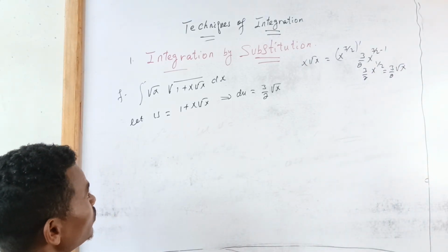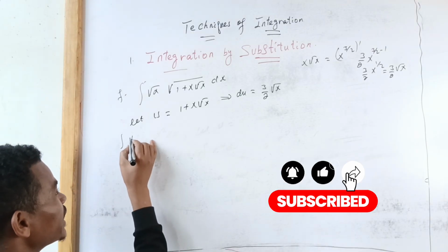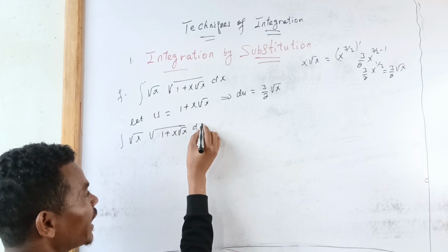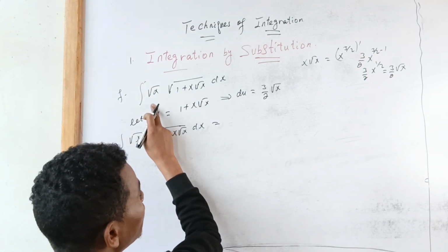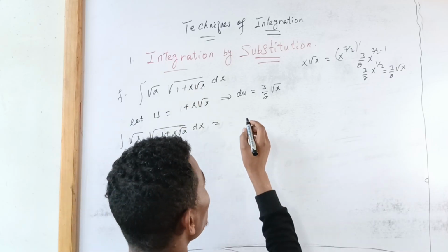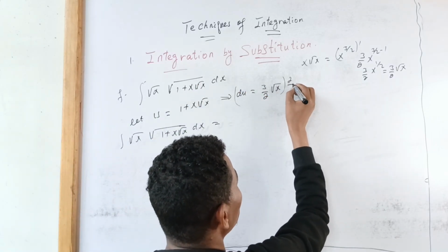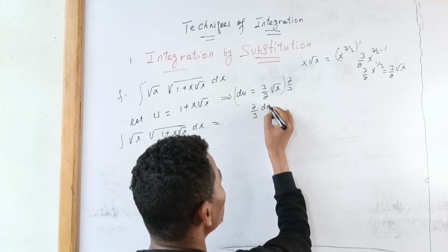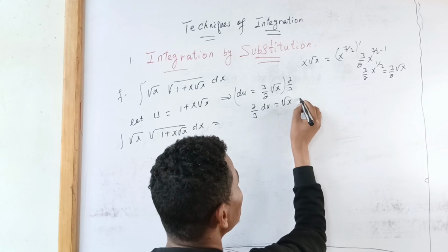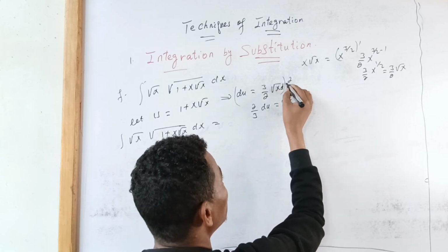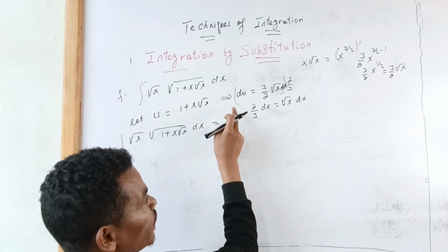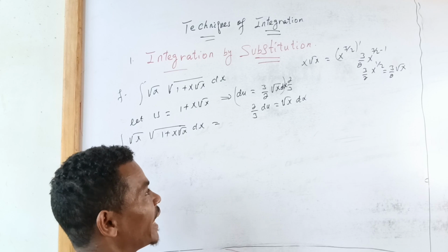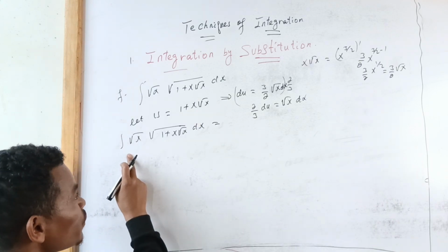So now the integration of radical x times radical 1 plus x radical x dx is equal to... Since we have radical x dx, we multiply both sides by 2 over 3. Then 2 over 3 du is equal to radical x dx. The derivative of this one is 3 over 2 radical x dx, so 2 over 3 du is equal to radical x dx.